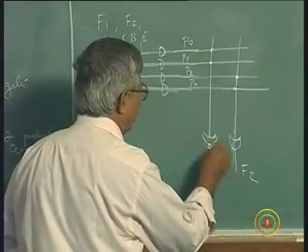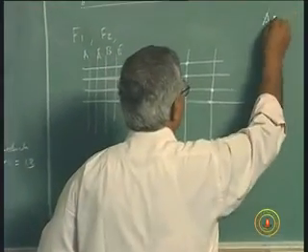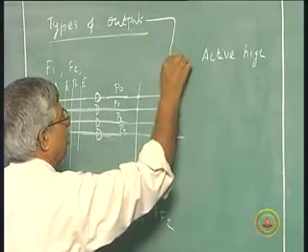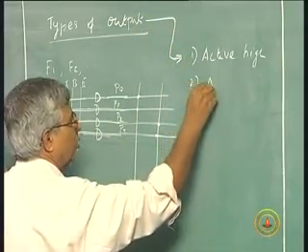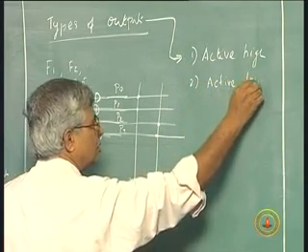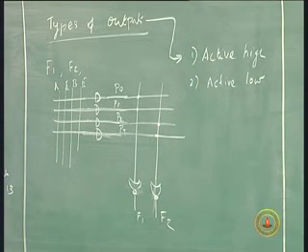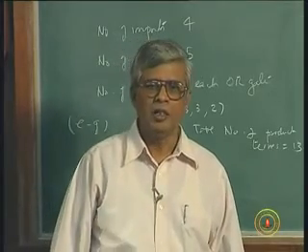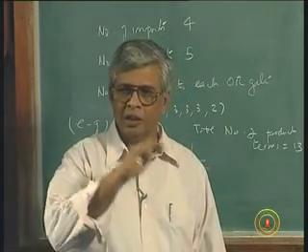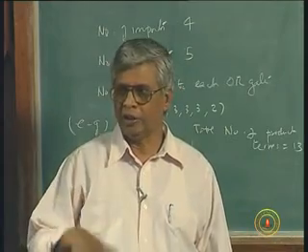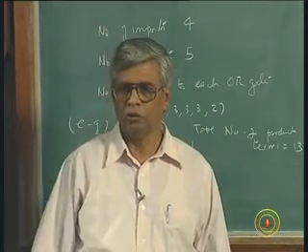That means I may have a NOR gate as the output. So for type of outputs, first is active high, second is active low. What do you mean by active low? I can have F1 and F2 as NOR outputs rather than OR outputs. The reason is, you know De Morgan's theorem and all that we have seen in simplification of logic. Sometimes it is attractive to give a solution in terms of the complement of the function, that is a simpler function compared to the true function which is more involved.